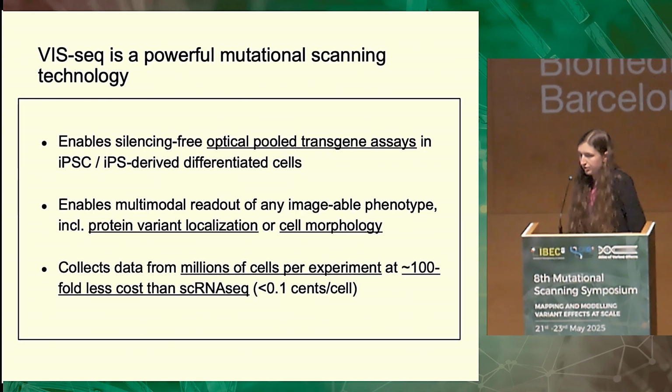So hopefully the data I've shown today has helped convince you that VIS-seq is a powerful mutational scanning technology. It enables silencing-free optical pooled transgene assays in iPS cells and other differentiated cell types. It also enables a multimodal readout of any imageable phenotype. Shown here, I talked about variant localization, but we can also do broader cellular morphology features as well. Lastly, we're able to collect data from millions of cells per experiment at around 100-fold less cost than single-cell RNA-seq, at less than a tenth of a cent per cell. So this is why we think this technology could be really scalable and provide really valuable data for other genes as well.